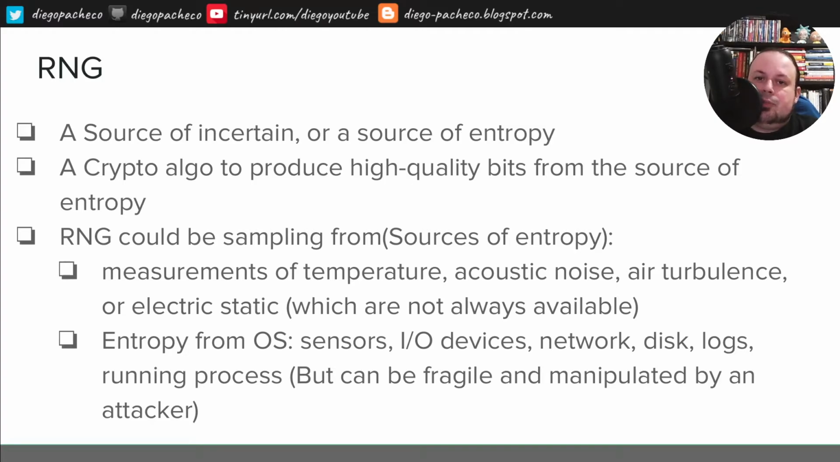So an RNG should be sampling from sources of entropy. There are several sorts of entropy sources. Just to name a few, it could be measures of temperature, acoustic noise, air turbulence, electric static, which is not always available. So you might be getting some entropy from your underlying operating system, from sources like sensors, I/O devices, network, disk, logs, running processes, but this can be fragile and manipulated by the attacker, right? So you need to pick this very carefully. But ultimately, you can see that RNGs are sort of analog.